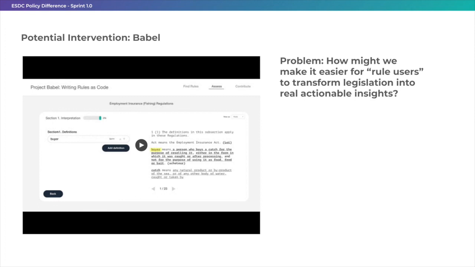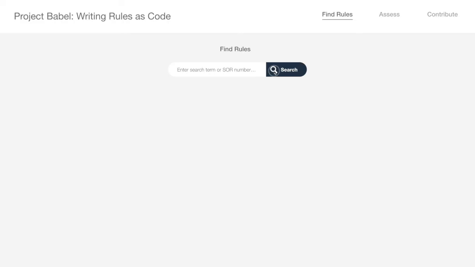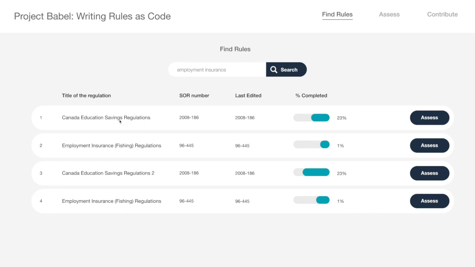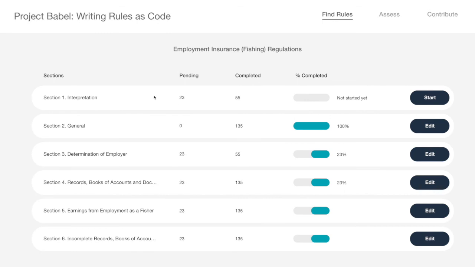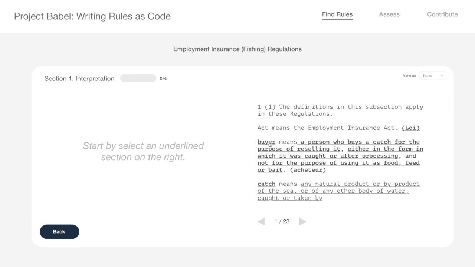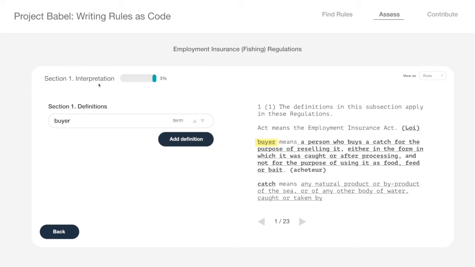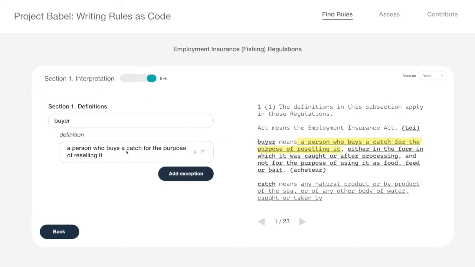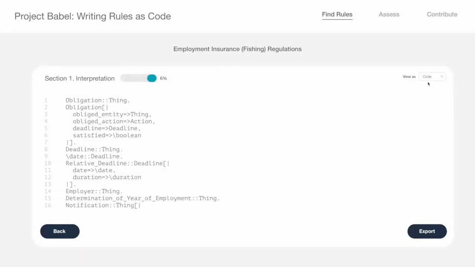So we designed Project Babel. You search legislation docs, you select a legislation that makes sense to you, you highlight or you select the chapter that you want to start editing, you highlight sections that are identified by NLP as to which are the best candidates. And then when you click certain terms, you're able to start building the relationships between them. So you can do things like add exceptions and eligibility status, and then you can also view the rules as code to improve understanding across different domains.